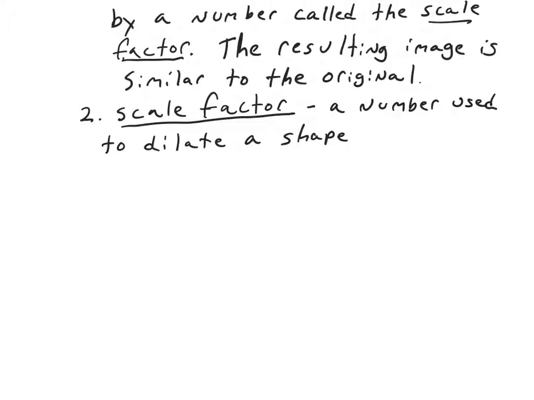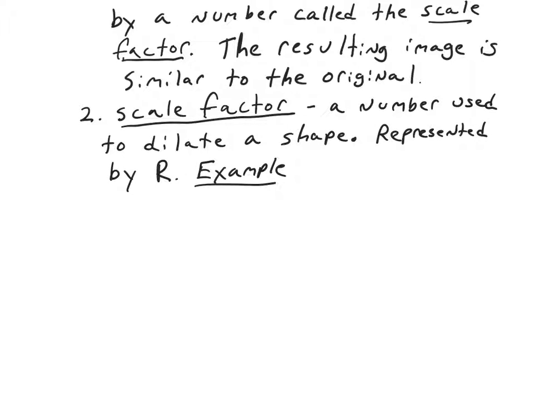And a lot of times they'll use an R to represent it. So sometimes it's represented by a capital R. So if you see, for example, R is equal to 2, that's your scale factor. Your scale factor is going to be a 2. And that's what you would multiply the side lengths by.